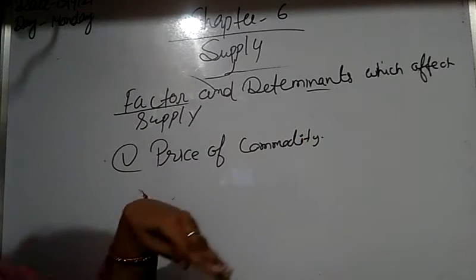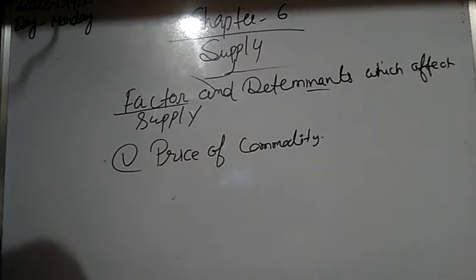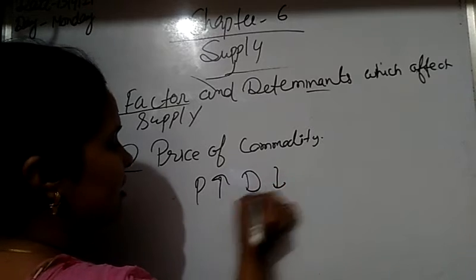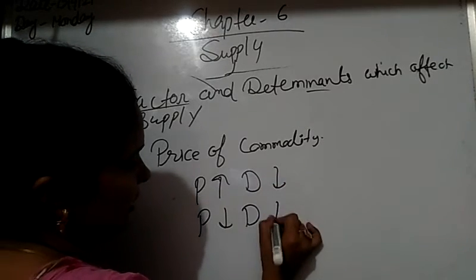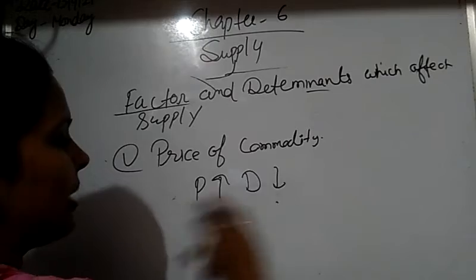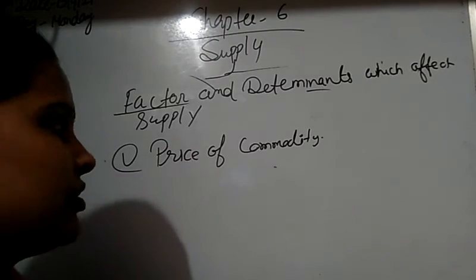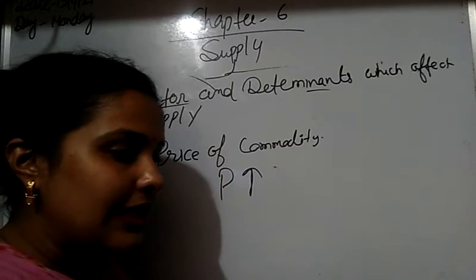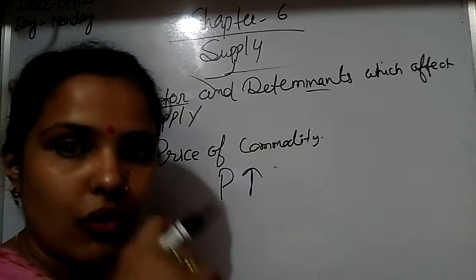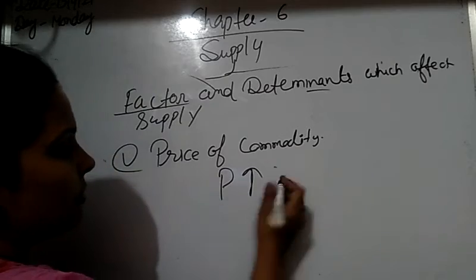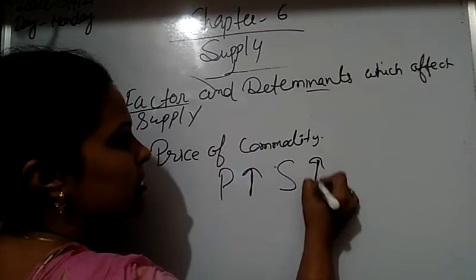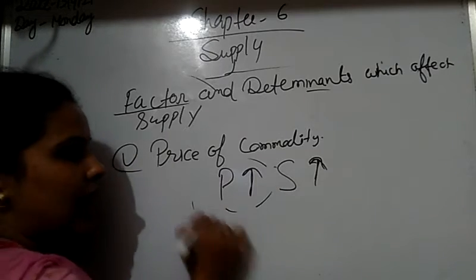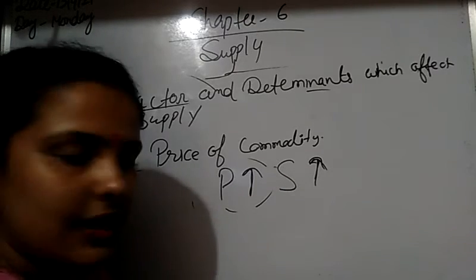So students, as we read earlier, there is a negative relationship between price and demand. Price increases, demand decreases. Price decreases, demand increases. But in supply and price there is a positive relationship. When price increases, the sellers, the firms, increase the supply in the market because they want to earn more profit. When prices increase, supply also increases because they want to sell more and more of their product, and at that time they can charge higher prices and their profit increases.